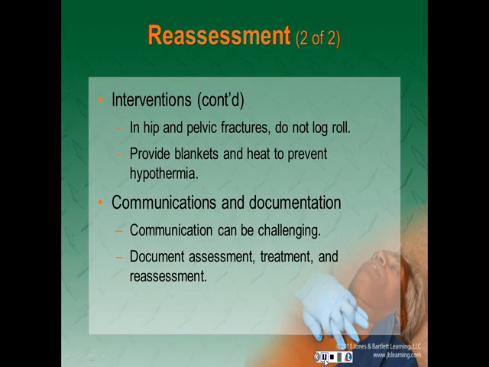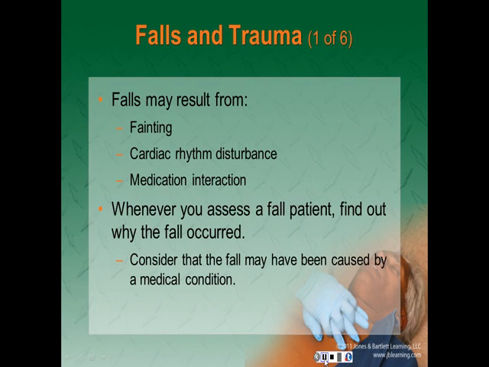Communication with the elderly can be challenging, and you should provide psychological support as well as medical treatment. Document your assessment, treatment, and reassessment, including any changes in the patient's status. A medical condition such as fainting, a cardiac rhythm disturbance, or a medication interaction may lead to a fall that injures the patient. Whenever you assess a geriatric patient who has fallen, it is important to find out why the fall occurred. Consider that the fall may have been caused by a medical condition. Look carefully for clues from the patient and bystanders and the environment. Consider that if a medical condition caused the fall, it may be life-threatening.